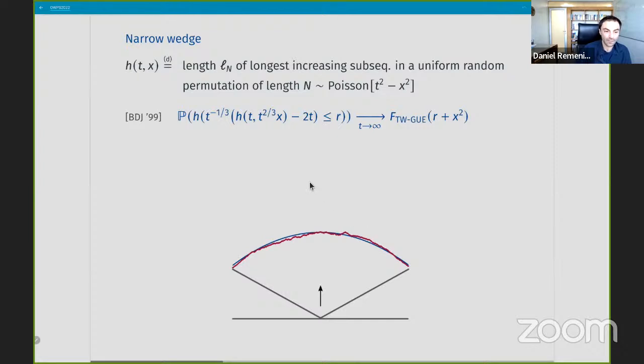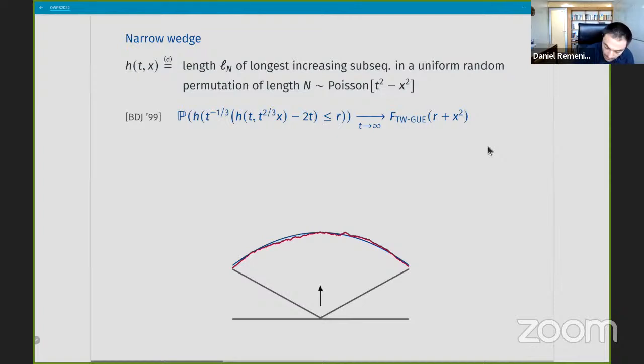Well, what I have just told you was at the origin, but actually I can move X without much problem, because all that happens when I move X is that I change the area of the square that I was showing you. So now this area is going to be T squared minus X squared. I have a Poisson random variable with this rate. And the Baik-Deift-Johansson theorem would translate to what I just wrote here. So if I look at this height function and I take T to infinity in this rescaled way, I get to this Tracy-Widom distribution. Okay.